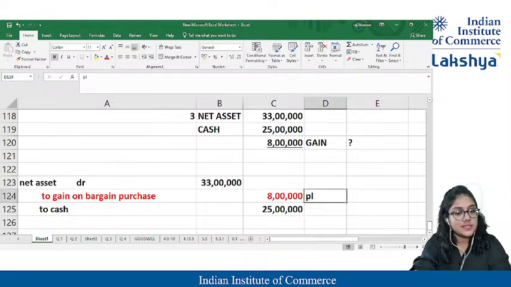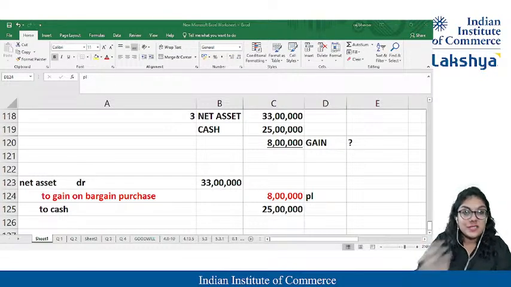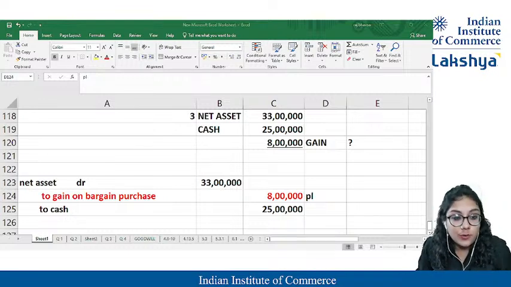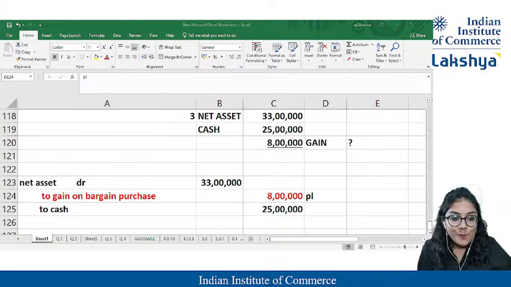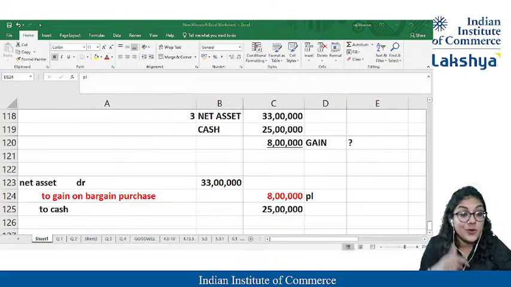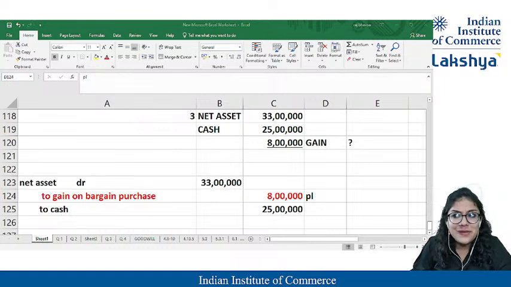Yes. So this is to be booked in P&L account. I hope you understood this concept also. So this is what IFRS 3 talks about. If you are purchasing a company, you are paying them extra. Extra is goodwill. If you are purchasing something but you are paying less, that is a gain on bargain purchase.